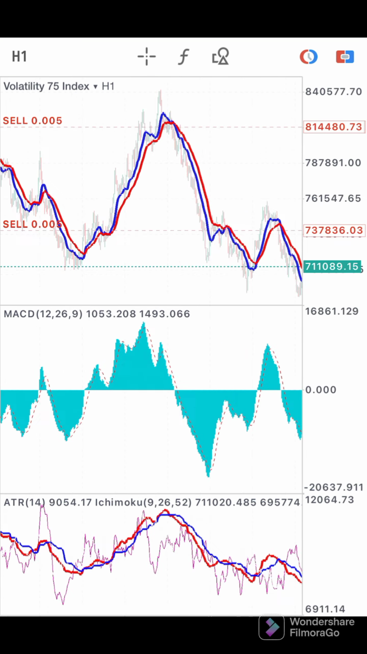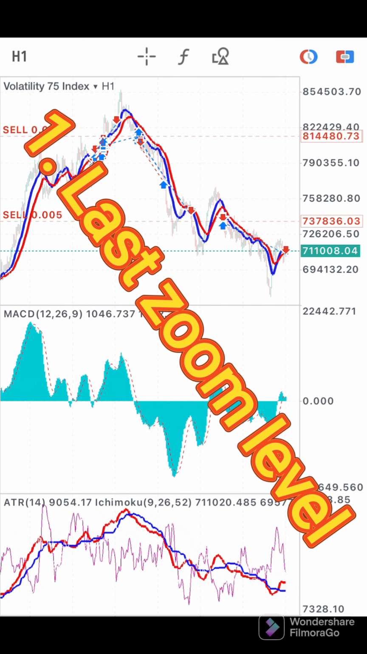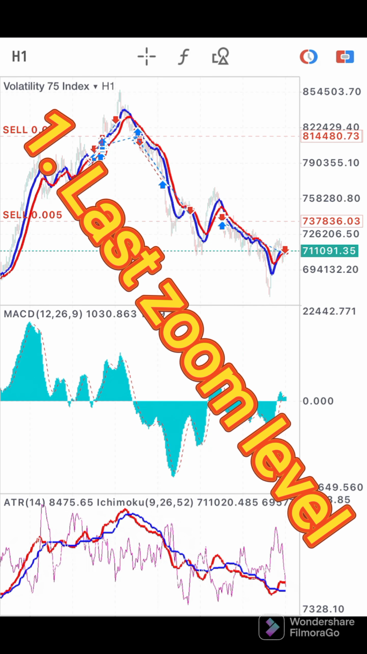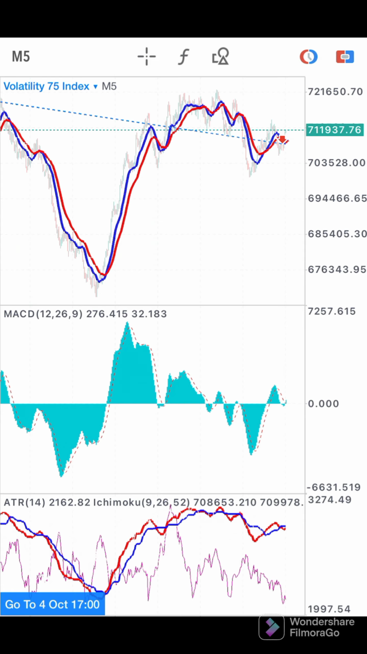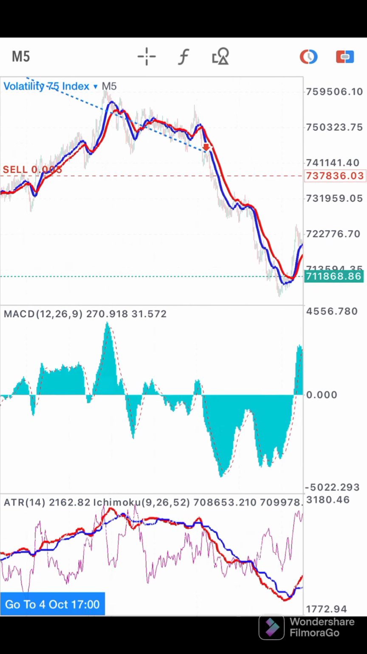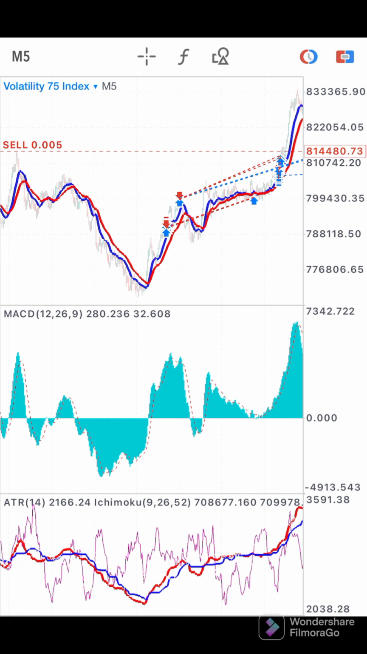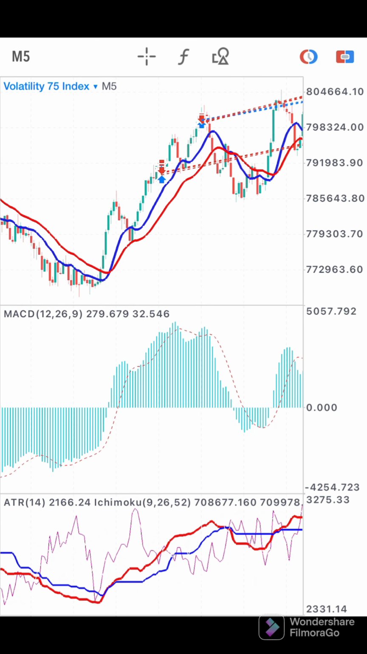So let's go. Number one rule for the strategy: use your last zoom level. If you are using higher time frames from 1 hour upward, use your last zoom level. Because this strategy is for scalping, you can use it to scalp 5 minutes, 10 minutes, 15 to 20 minutes, any time frame you want. But if you are dealing with higher time frames, always use your last zoom level. If you are using lower time frames like 15 minutes, you can still use the last zoom level, but sometimes I may zoom once again to capture the market.